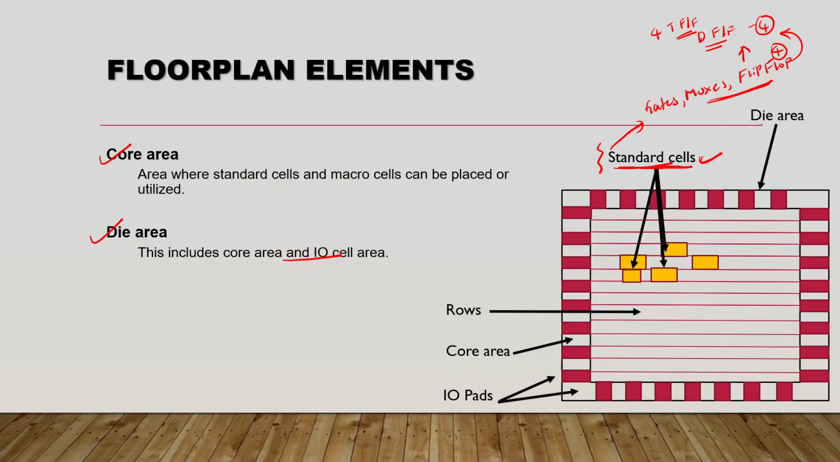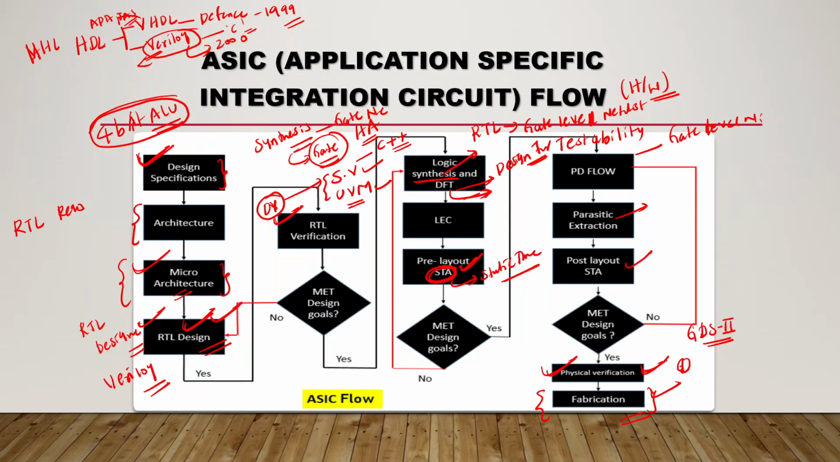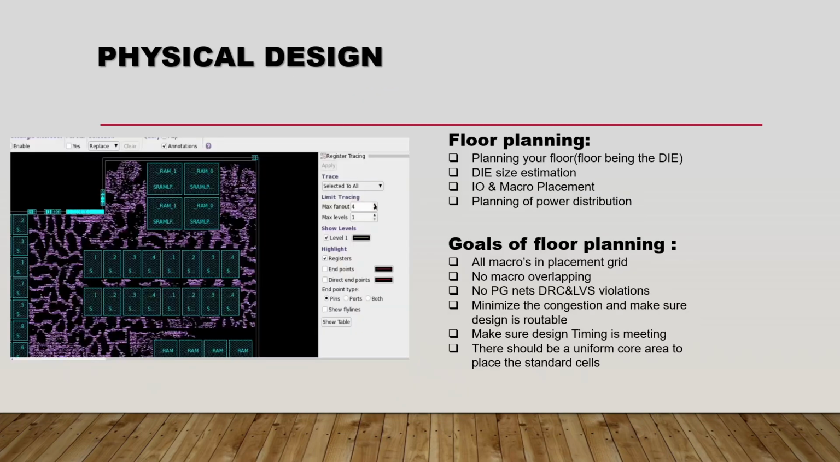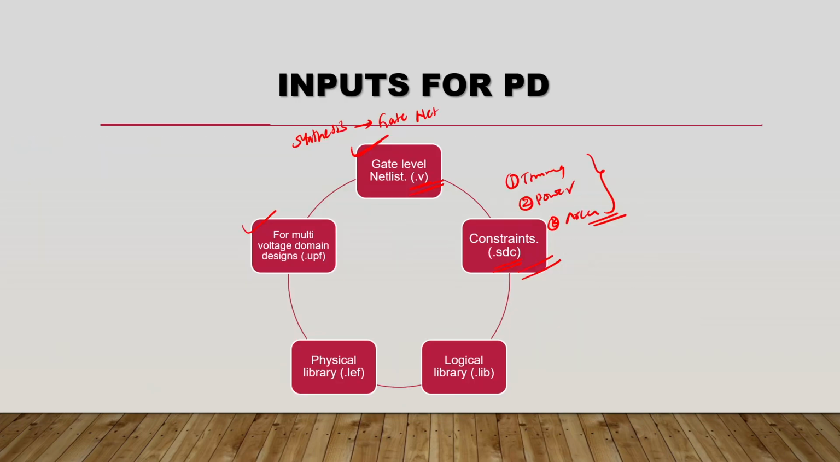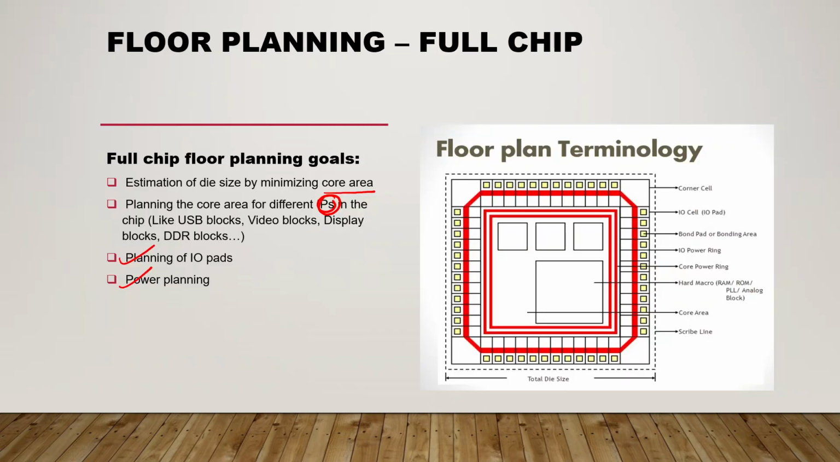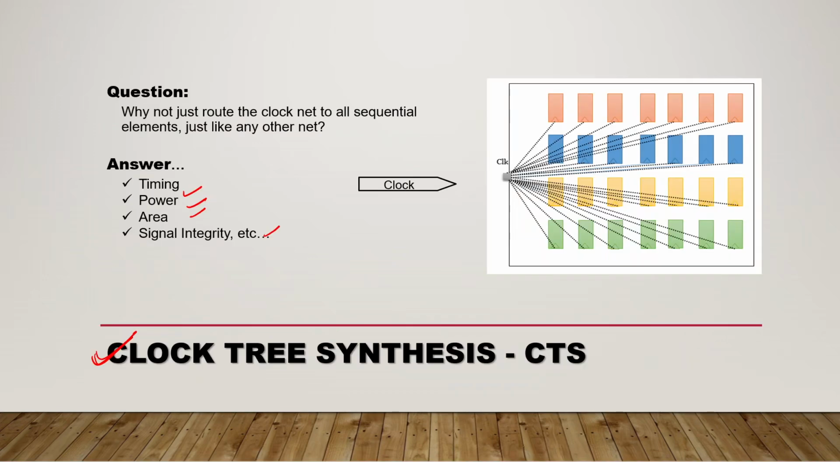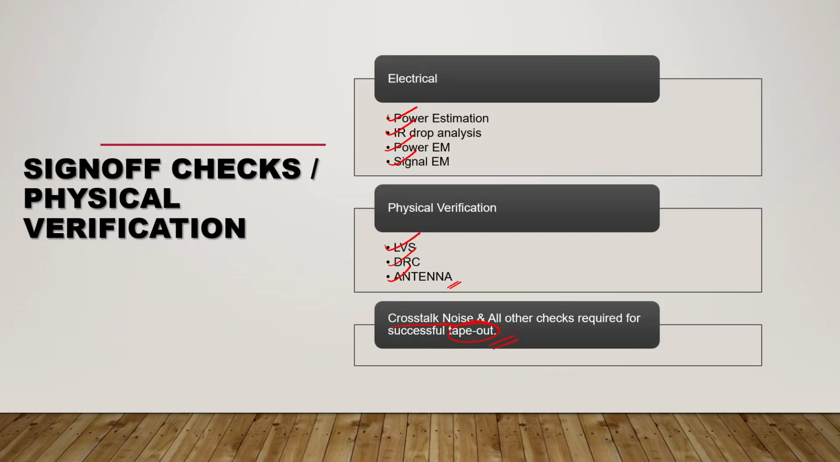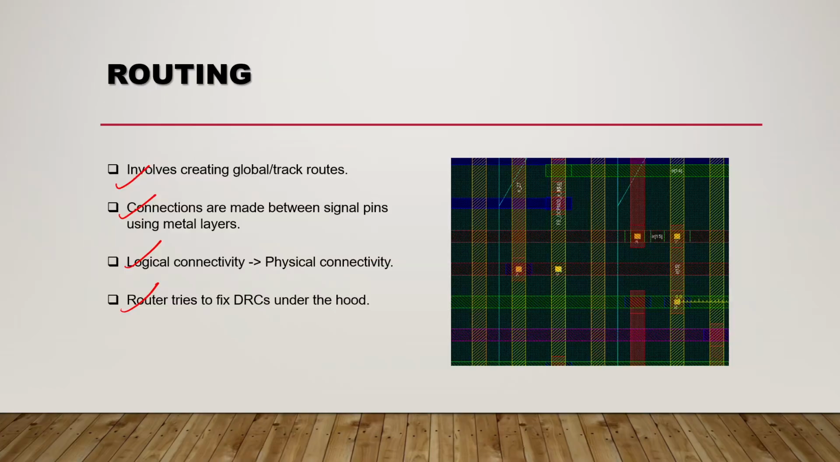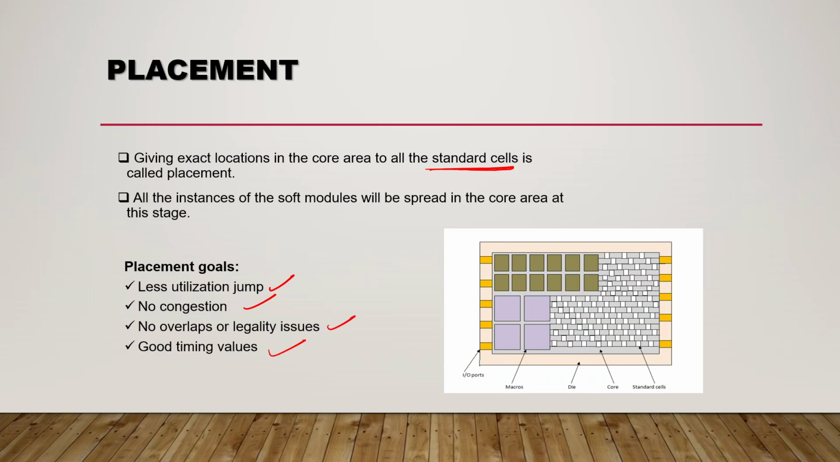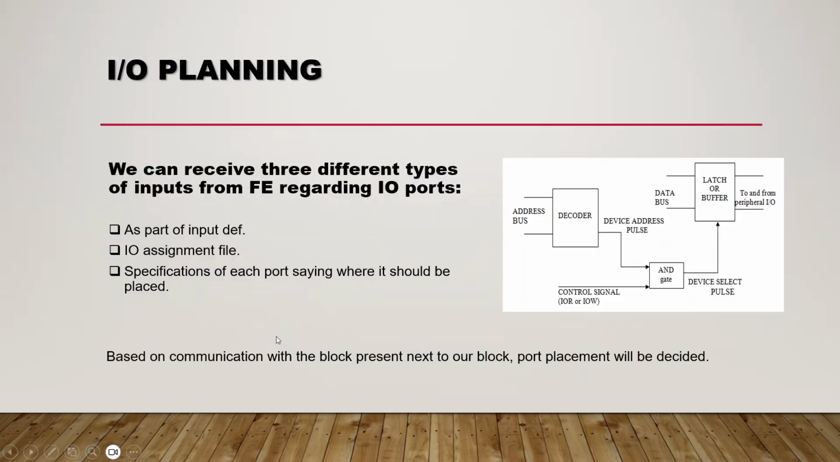So this is about the total physical design flow of ASIC. This is the ASIC flow. And in the physical design, what are the parts present? You have floor planning, IO planning, floor planning elements, placement, clock tree synthesis, routing, and sign off checks and physical verification. So this you are going to study in the core section.